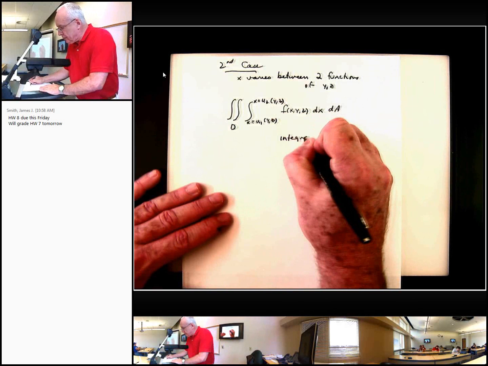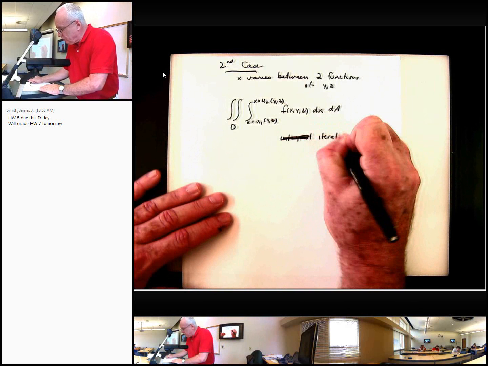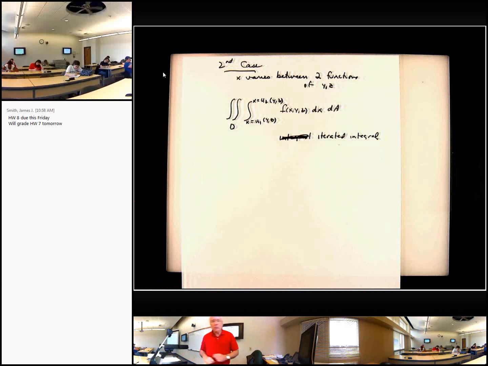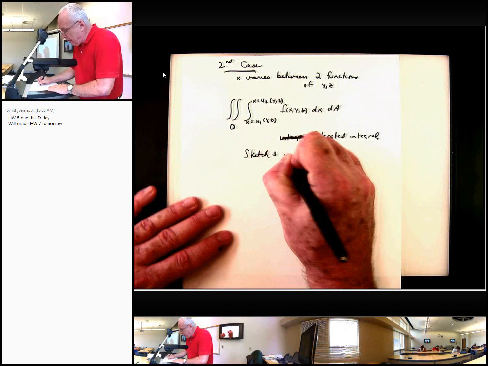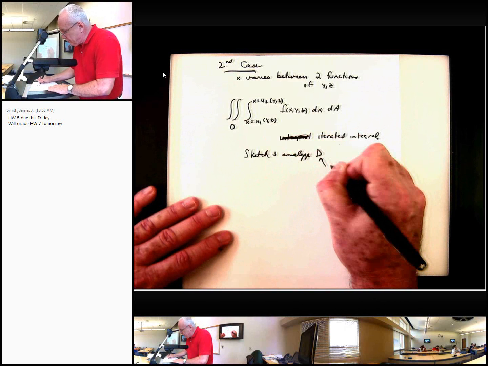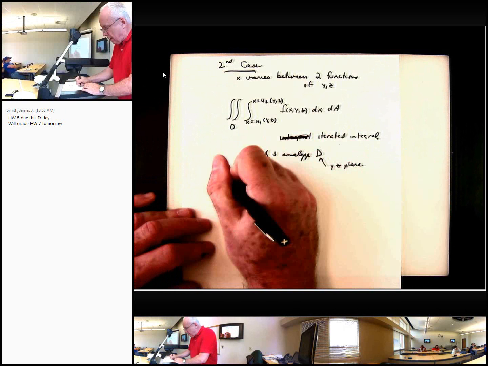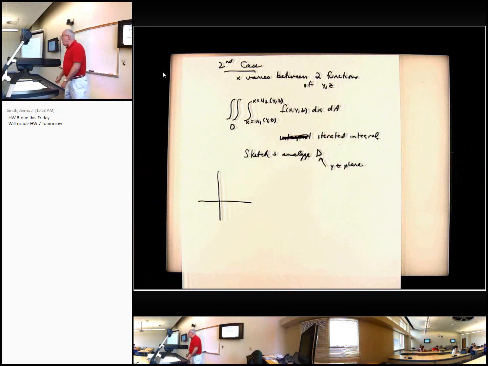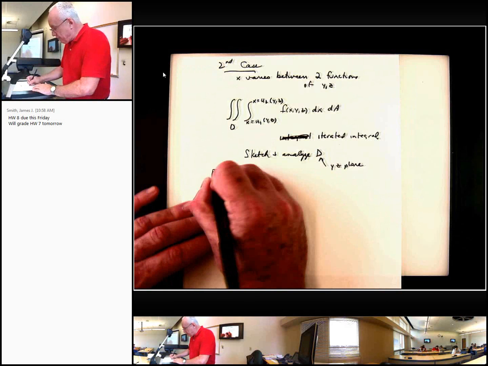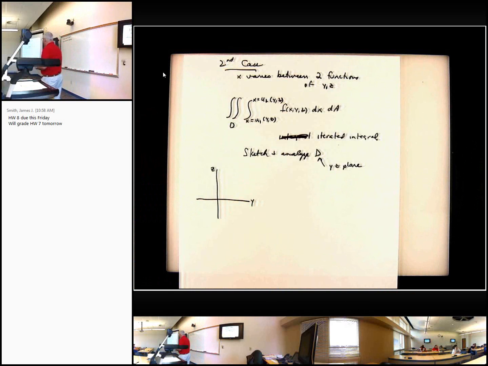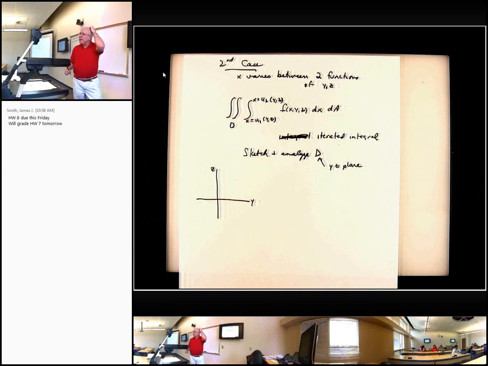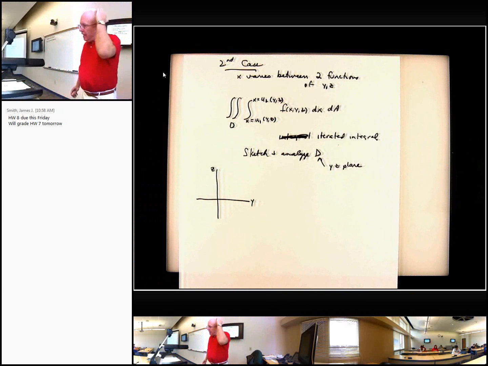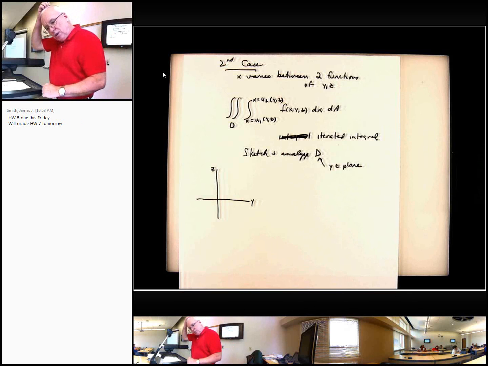Again, we've got to get ourselves an iterated integral, which means we need to sketch and analyze D, but this time D is going to be in the YZ plane. So draw out this YZ plane. Usually the lower letter of the alphabet goes on the horizontal axis, the higher letter goes on the vertical one. So Y going across and Z going up.